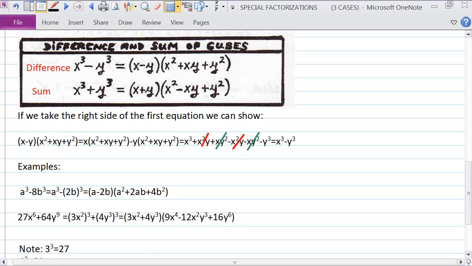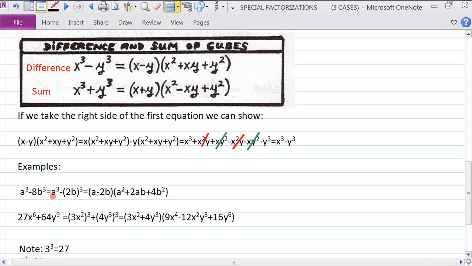Now, let's look at a few examples here of a cubed minus 8b cubed. This can be written as a cubed minus 2b cubed. 2 times 2 times 2, 2 to the power 3, is 8. So instead of writing 8b cubed, I'm going to write 2b cubed. The cube applied to the 2 gives me 2 cubed, and the cube applied to the b gives me b cubed.